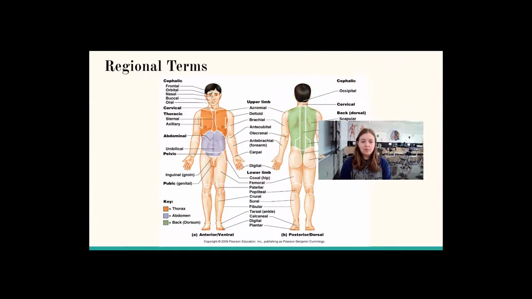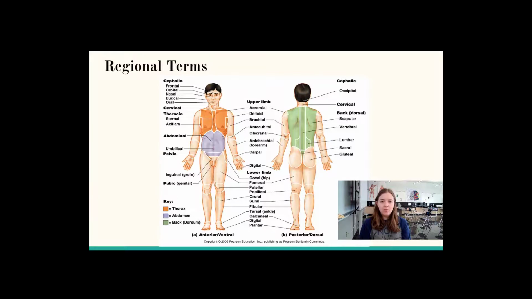All right, next up are the regional terms. It's also important when we're talking anatomy and physiology to be identifying the correct region and applying the correct directional terms to that region so we can describe where a certain structure is. So I'll briefly go over all of these wonderful regional terms.